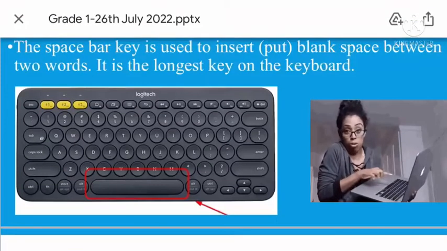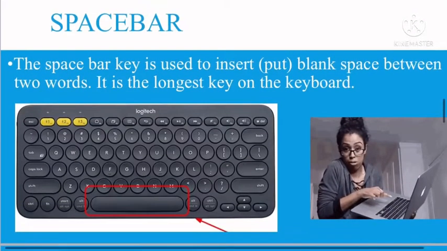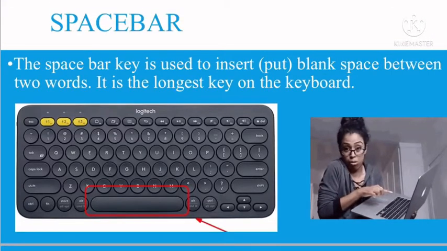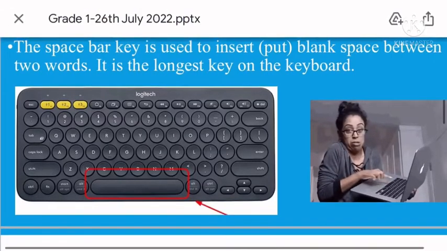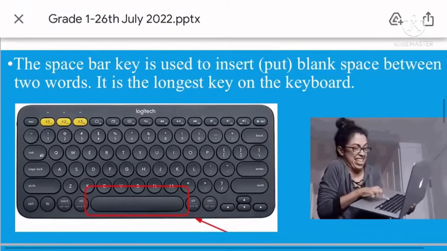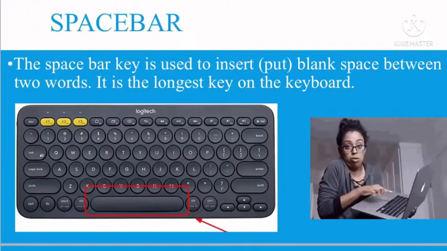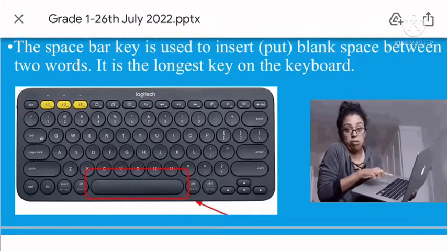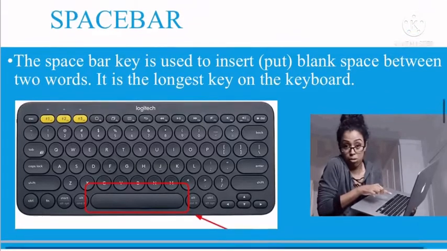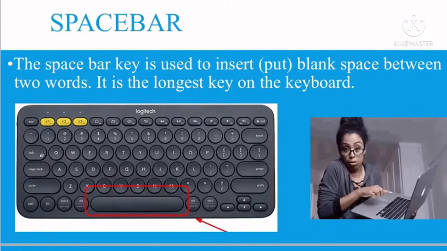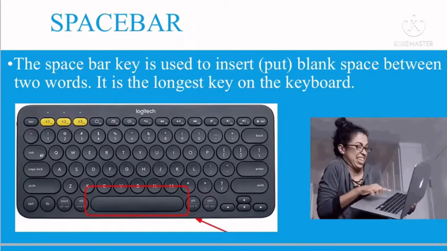The first key that we're going to learn about is called the spacebar key. And it's very easy to find it on the keyboard because it is the longest key on the keyboard. So whenever you are typing on the computer and you need to give a space between the words, you press the spacebar key and then you insert, which means to put space between the words. Now I'm going to show you how you do it, okay?